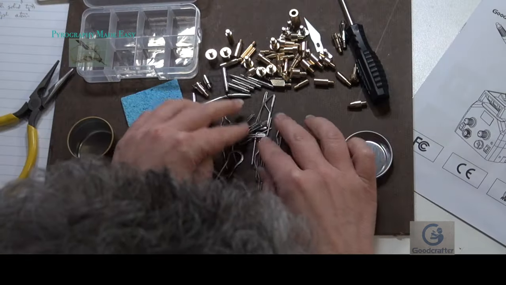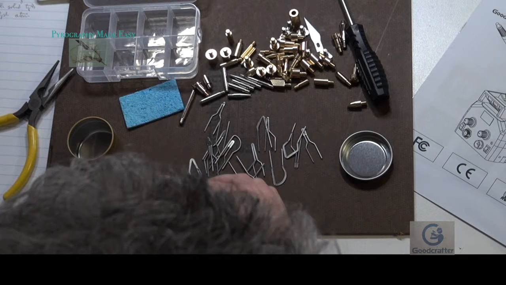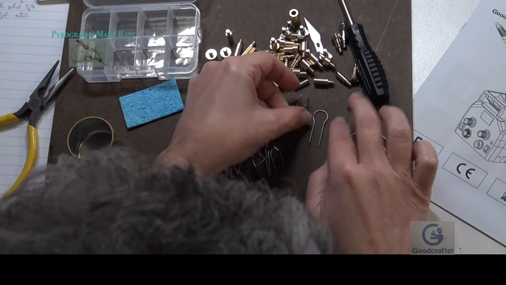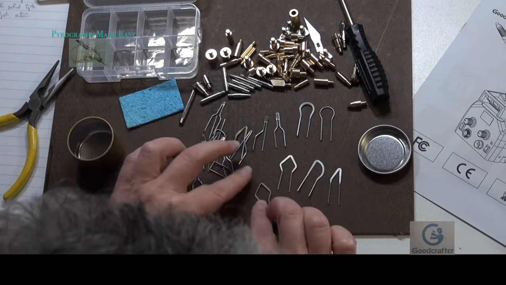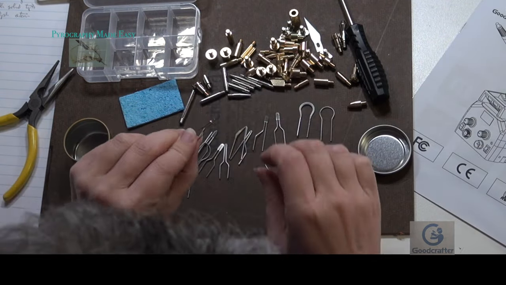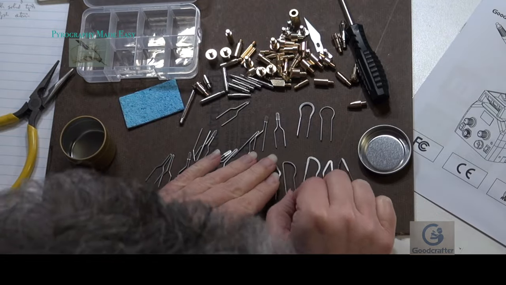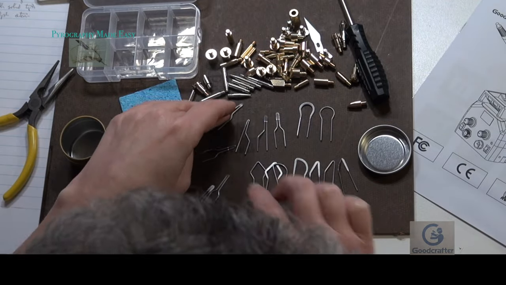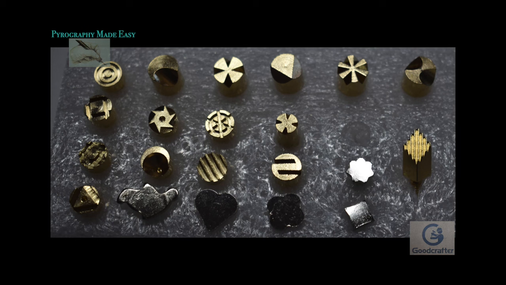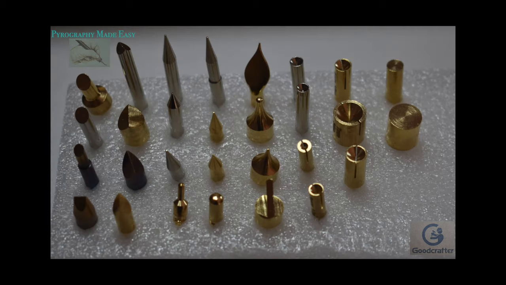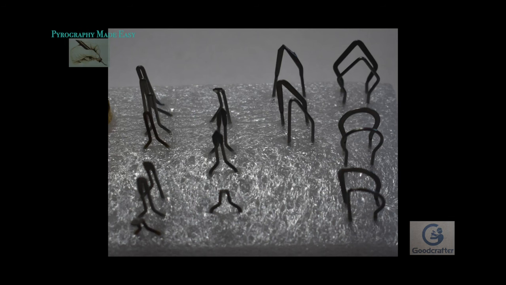The next thing I did was organize the pen tips. The containers provided in the kit are great for storage, but I like to be able to see all of the pen tips. Once I was done organizing and grouping the pen tips, I had 3 sets. 1, the decorative brass tips, 2, the other brass tips, and 3, the wire tips.